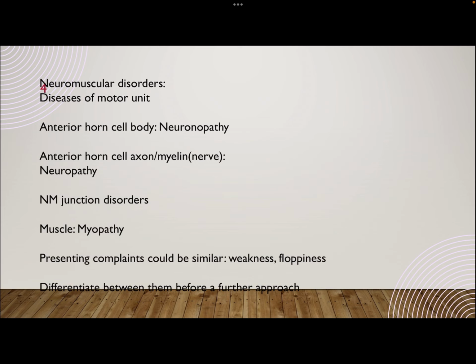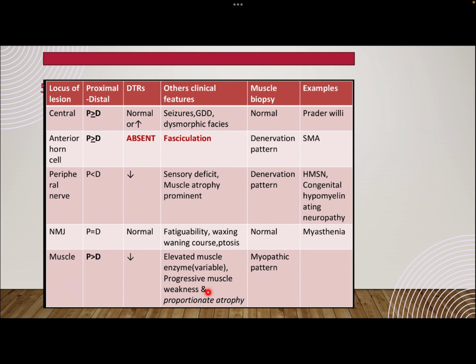So, neuromuscular disorder can be a disease of the motor unit. So, if it happens in the anterior horn cell, it will be known as the neuronopathy. If it happens at the level of anterior horn cell axon or myelin, then it will be a neuropathy. If it happens at the level of neuromuscular junction, it will be a neuromuscular junction disorder. If it happens at the level of muscle, it will be called as a myopathy. The presenting complaint could be weakness and floppiness that we need to differentiate on further approach. So let's start with the types.